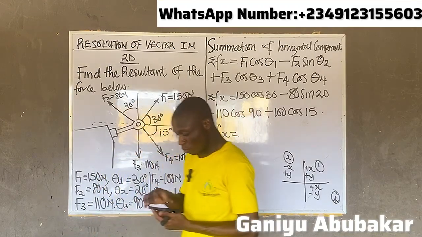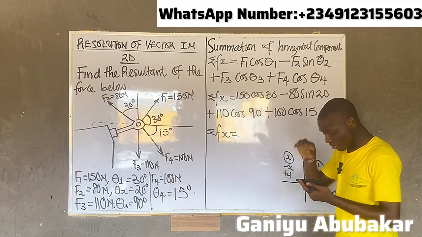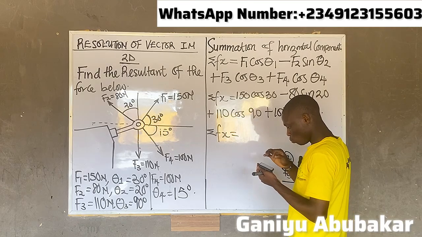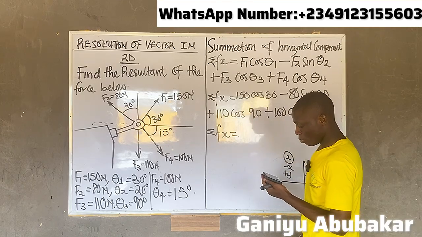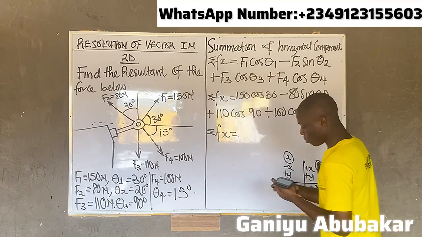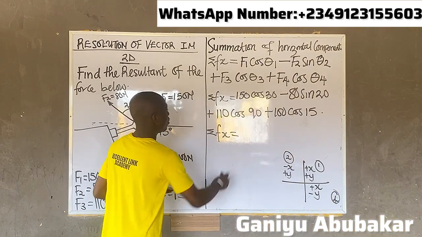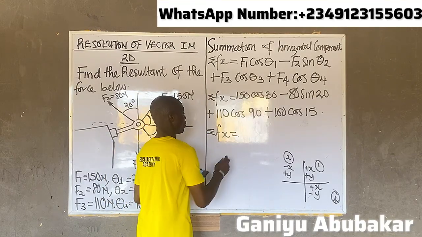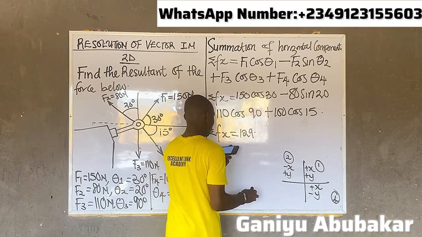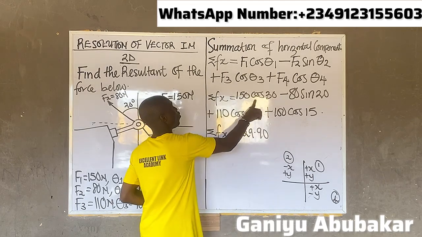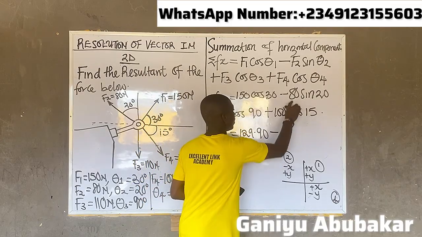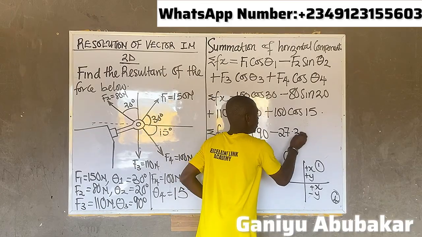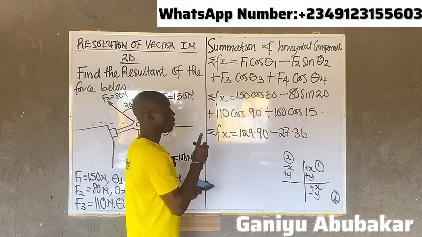Let's see what we get. All right. So from here, moving on, if I punch this value here, I'll have about 129.90. If I punch 150 cos 30, this is the value here. Next up, minus 80 sine 20. That gives about 27.36. Please punch yours and get the correct value.